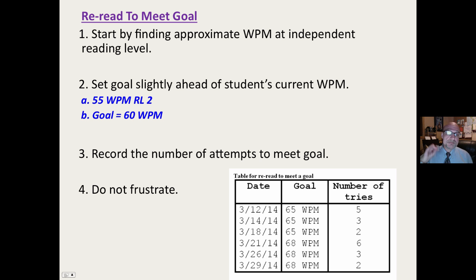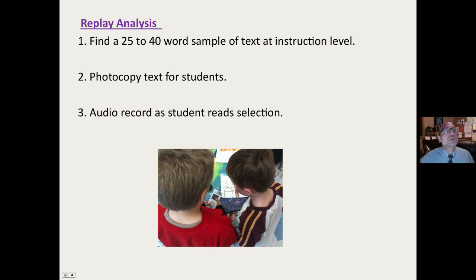Reread to meet goals. Start by finding approximate words per minute at the independent reading level. Set a goal just slightly ahead and record the number of attempts it takes to reach that goal. Do not frustrate. Keep it proximal. This one really works well.